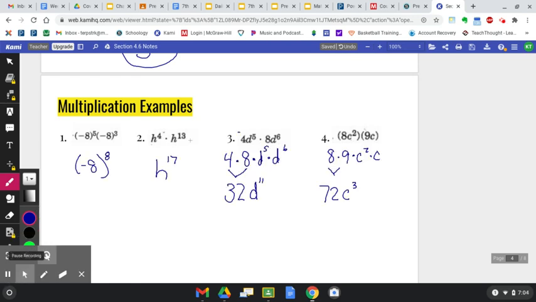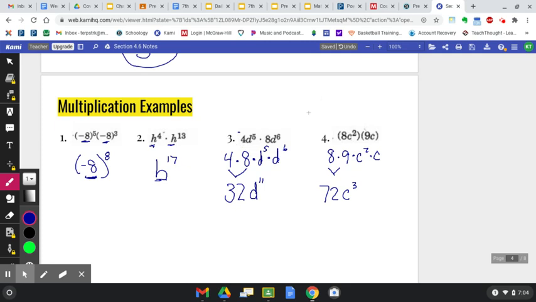All right, let's check your work here. Same base of -8, so I keep that base here. Adding the exponents 5 and 3, we get -8 to the 8th power. Here, the base was h, so I left that the same. 4 plus 13, exponent of 17.